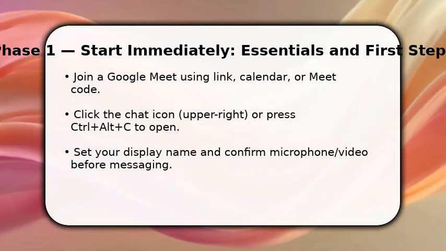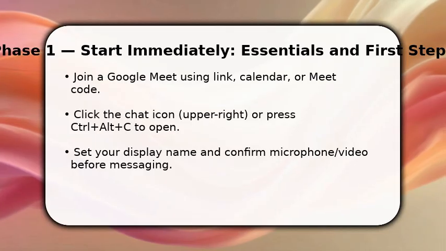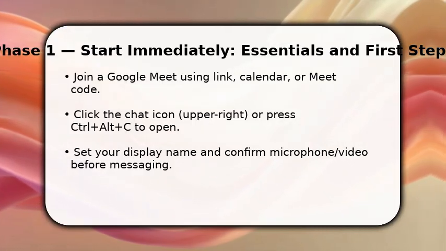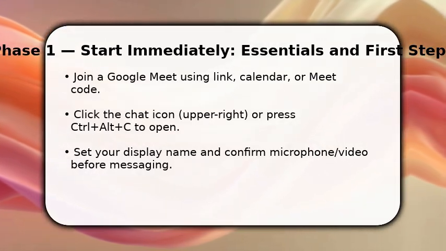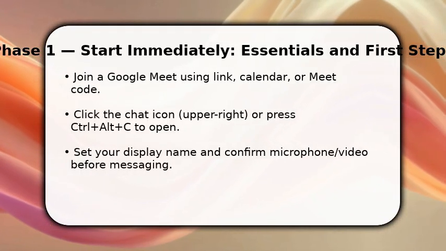You're in the meeting. Open Chat now. Click the chat icon in the upper right or use Ctrl plus Alt plus C to reveal the panel quickly. Once open, type your name once to confirm how you'll appear. This helps others identify you when you send messages.